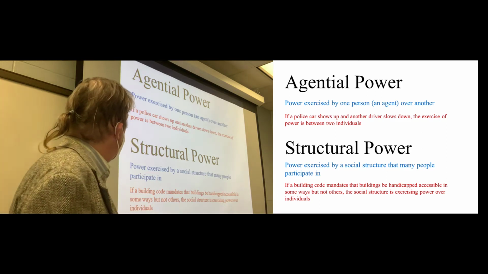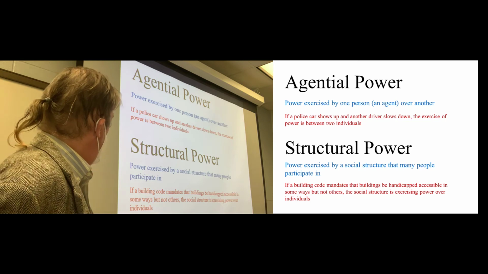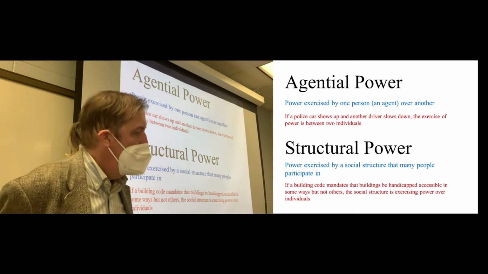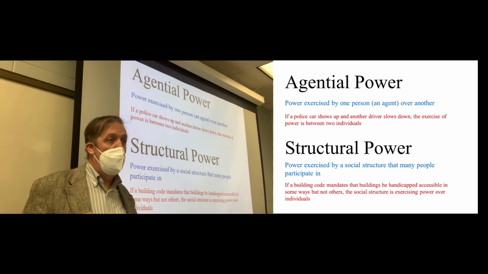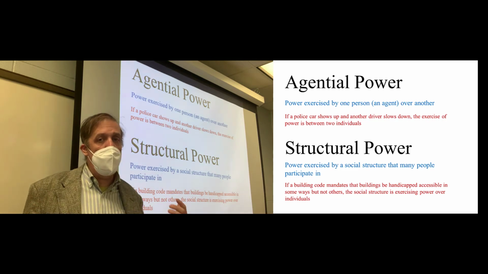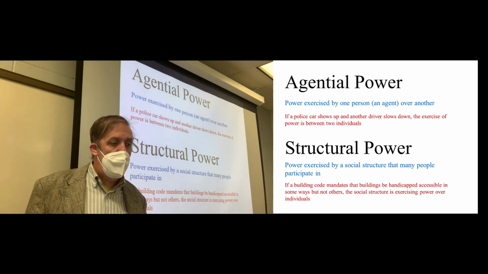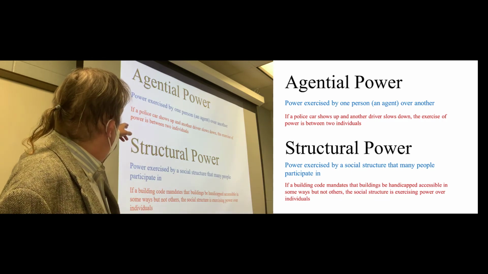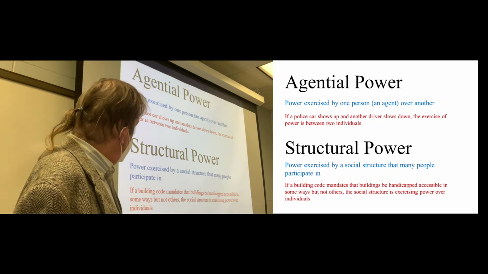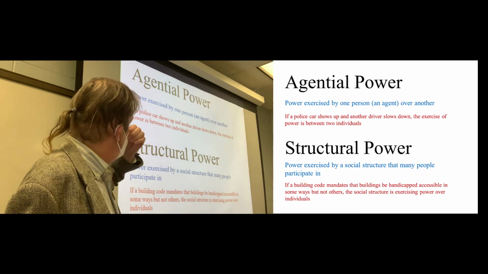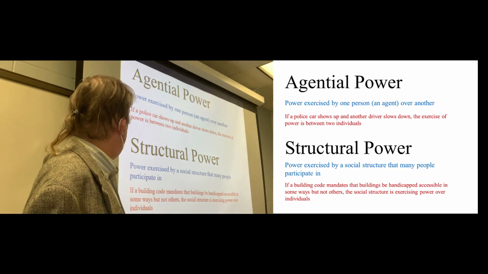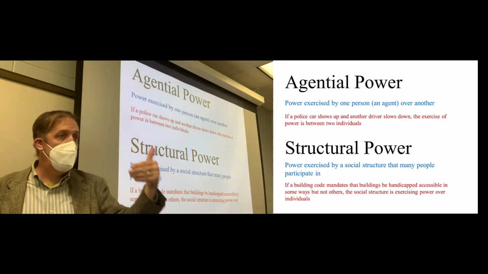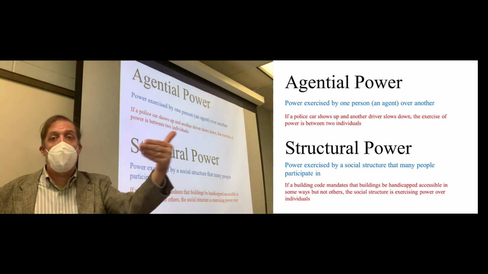All right. Agential power and structural power. So again, we're getting the feel of the various ways that power works socially. And all of this becomes the context for understanding testimonial injustice. Power can happen between individuals, right? Agential power is just relating to an agent. So if a police car shows up and another driver slows down, the policeman is being an agent, exercising direct power over someone else.